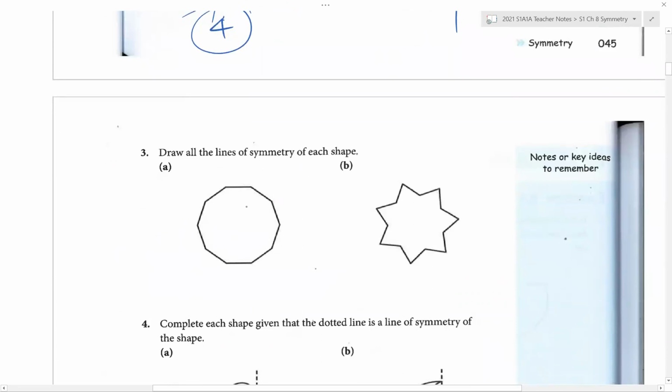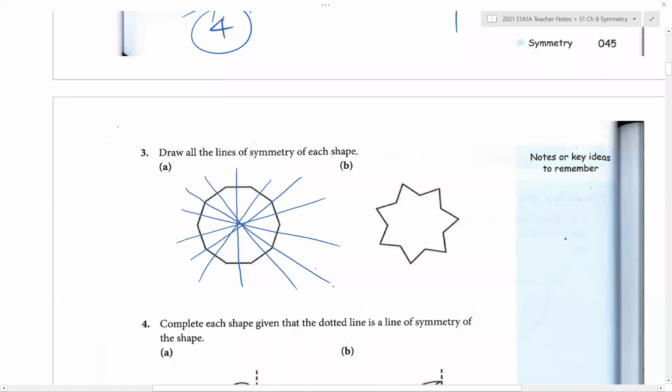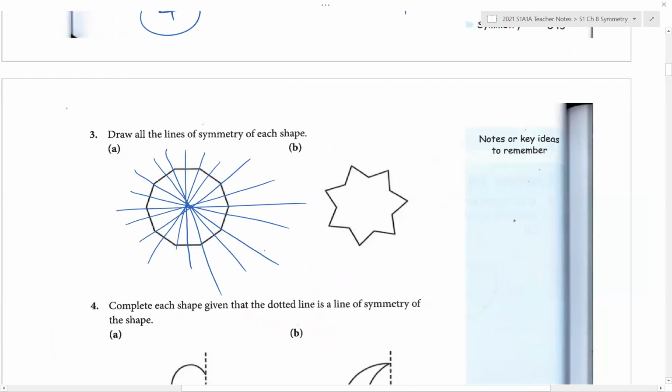This is a regular octagon, 8-sided. So we got 1 right smack in the middle. 2, 3, 4, 5, 6, 7, 8, 9, 10. There are 10 of them. Sorry, this is not an octagon. How many sides does it have? 1, 2, 3, 4, 5, 6, 7, 8, 9, 10. Oh, sorry, this is a decagon. I didn't count properly. So there are 10 lines of symmetry.